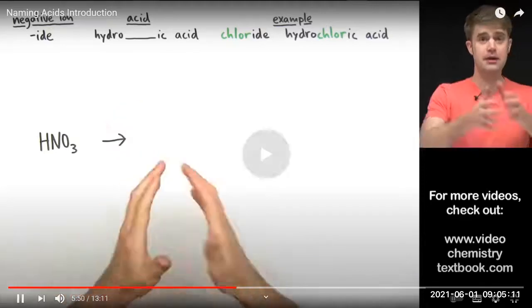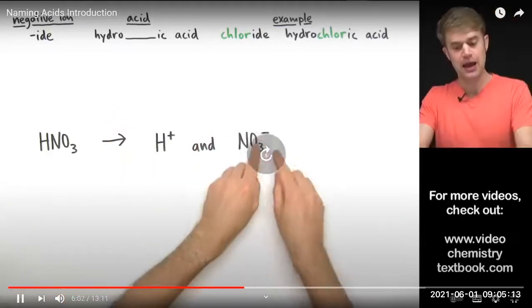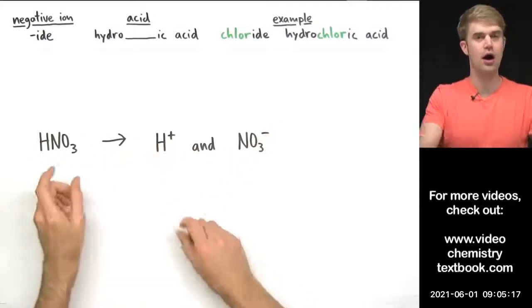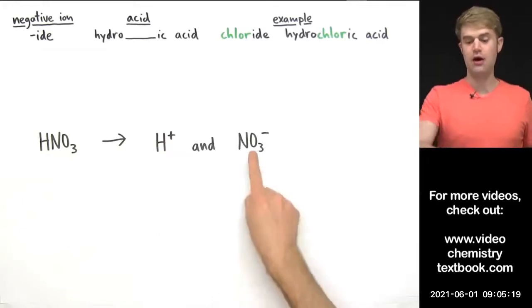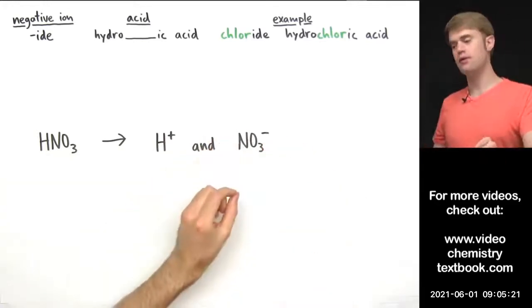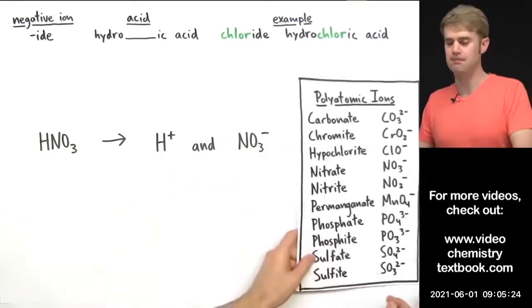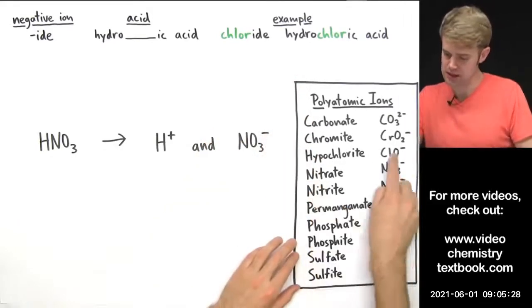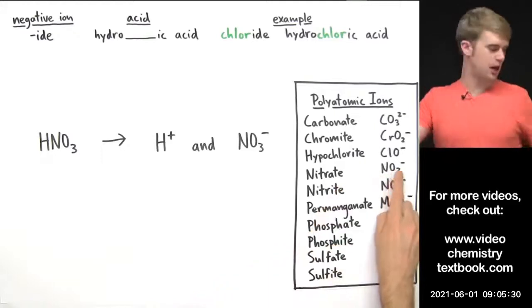Now take a look into the ions that make it up. And the negative charge here, the 1 minus, balances out the 1 plus on the hydrogen. Now, this NO3 is the negative ion that we're working with, so what's its name? It's a polyatomic ion, so I'm going to look at my list of polyatomic ions. This polyatomic ion is called nitrate.